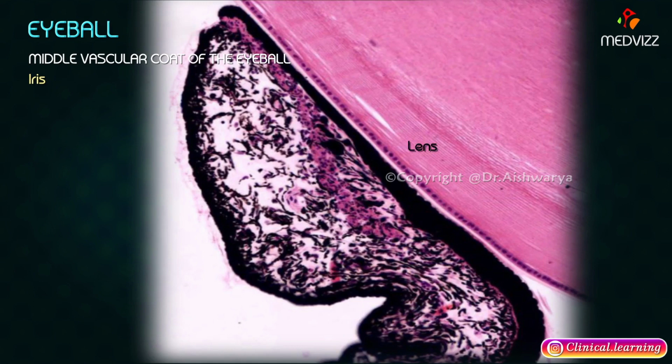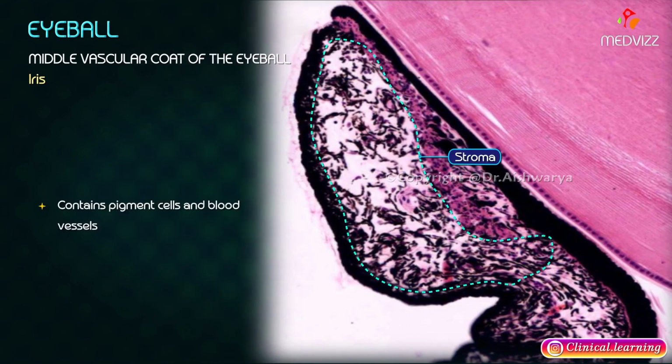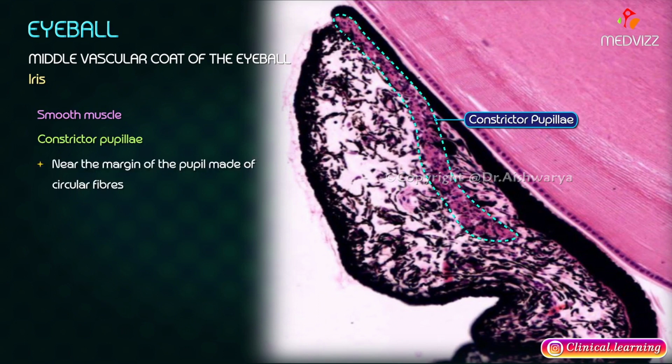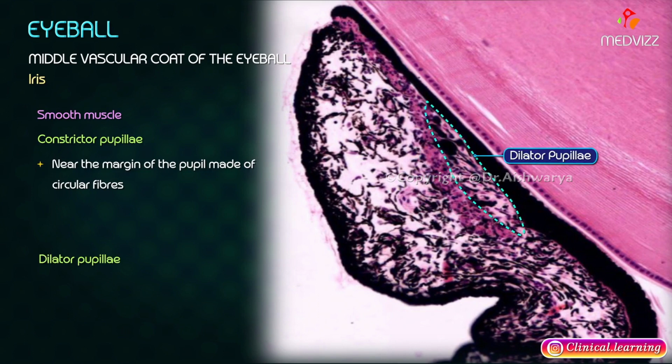Structure. The iris consists of 4 layers. From before backwards, these are as follows: an anterior mesothelial lining, a connective tissue stroma containing pigment cells and blood vessels, a layer of smooth muscle which consists of 2 parts: constrictor pupillae, which is near the margin of the pupil, made of circular fibers. Dilator pupillae is a peripheral part made up of radial fibers.